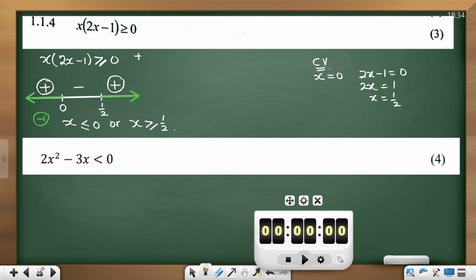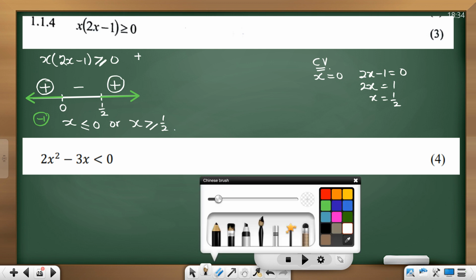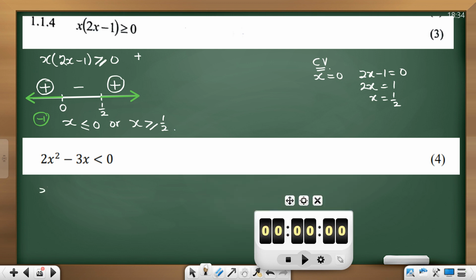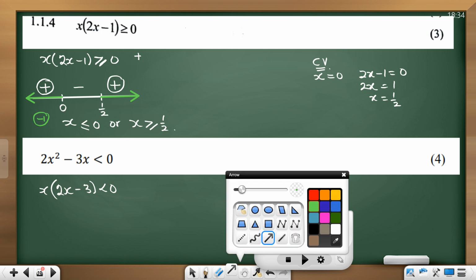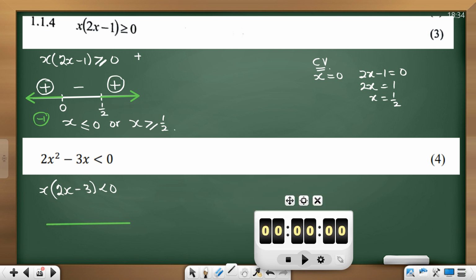All right, time up. Guys, this is real good practice. Okay, what can we do here? Let's factorize. x is common: x(2x - 3) < 0. Automatically now we know how to get those critical values. It is 0, and if you move the 3 over, it becomes 3 over 2. Because it's already in standard form.